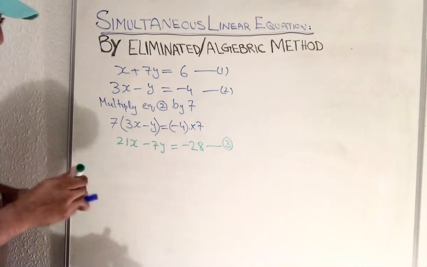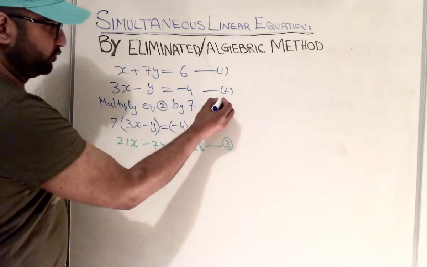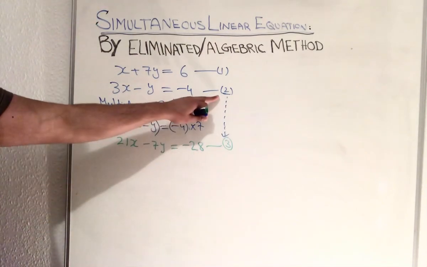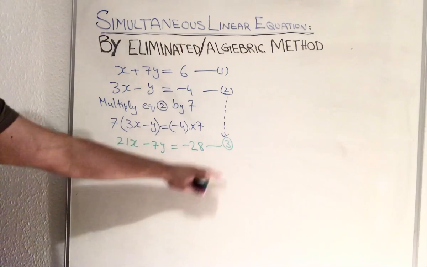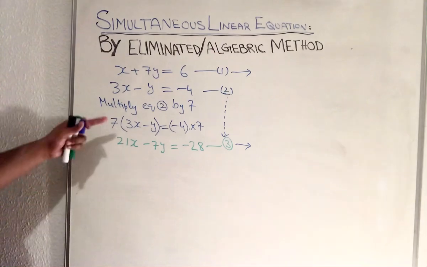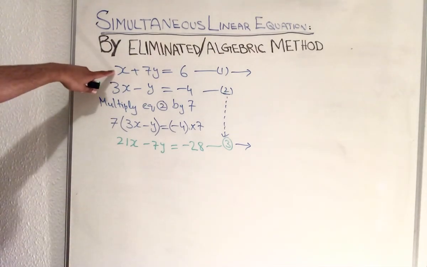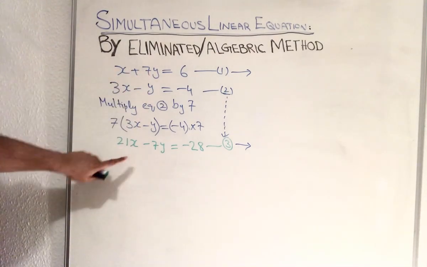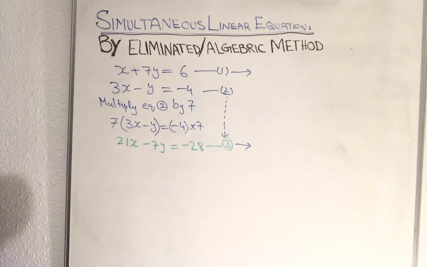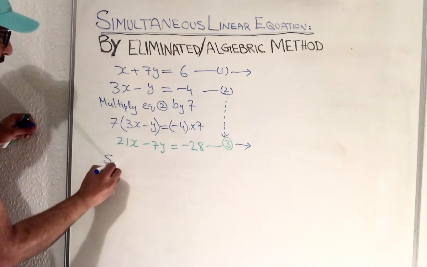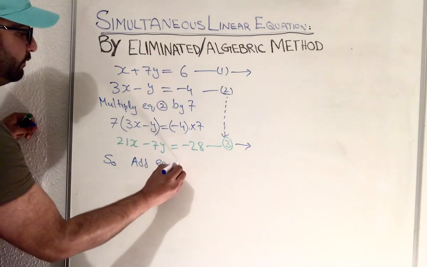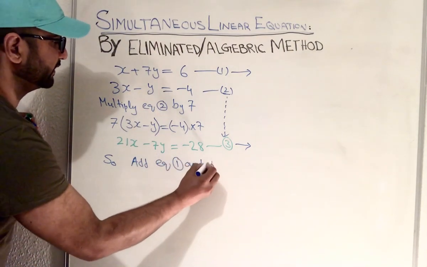This second equation is now linked to the third one, since we brought the second into the form of the third. Now we select the first and third equations. You see here x plus 7y and 21x minus 7y. Which operation do we use? We will add the values, so add equations 1 and 3.